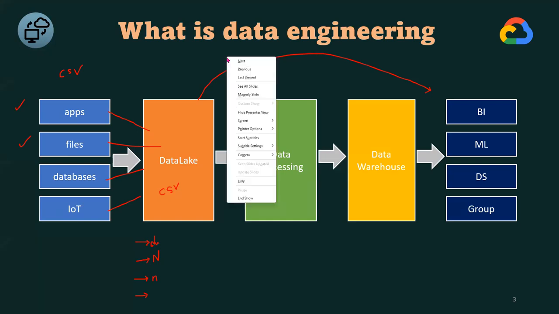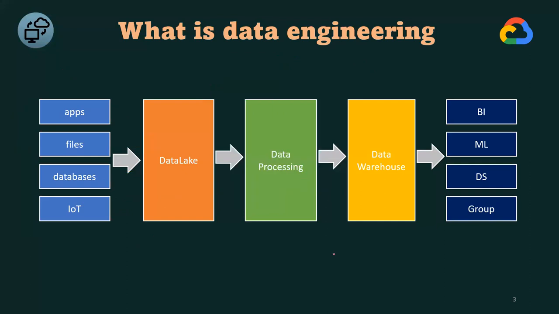So this is the activity. You extract the data from the source systems, and you send the data downstream by doing all of these activities. Each arrow mark here indicates a pipeline. Extracting the data from the source and moving it to the data lake is one pipeline. From the data lake through data processing to the data warehouse is one more pipeline. And the data warehouse to BI and ML is one more pipeline.